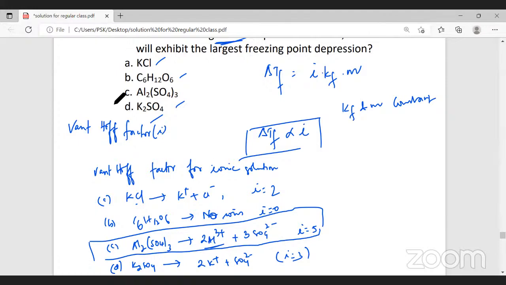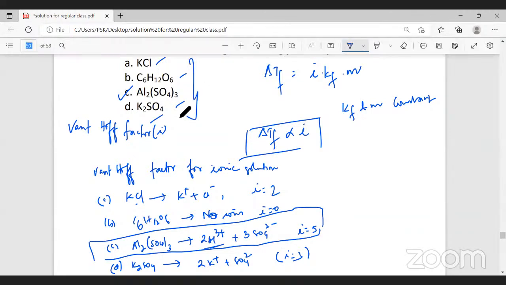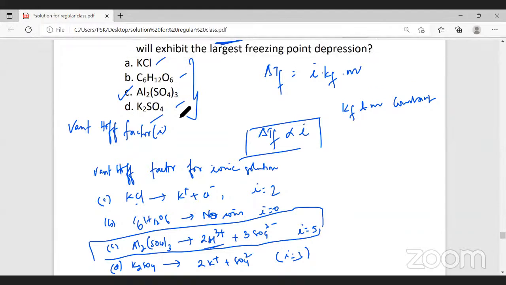Correct? Did you understand? Yes, sir. Now, if you have understood this, answer me this question: amongst the following molecules, which will show the highest boiling point?